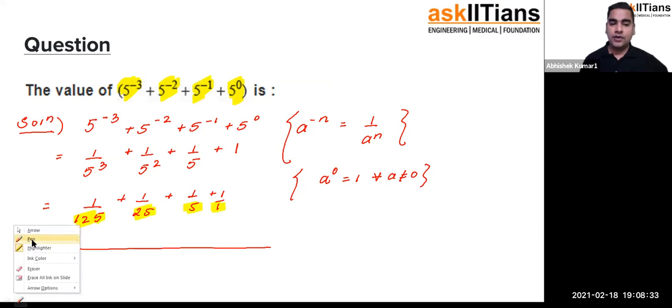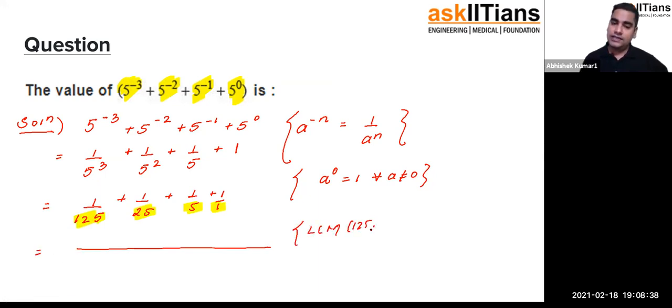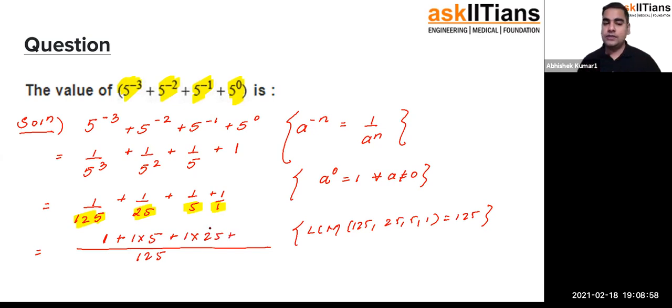So the LCM of these terms that you have is 125. LCM of 125, 25, 5 and 1 is equal to 125, correct? So here you will be getting 125 into 5 is 125. So here you will be getting 1 into 5. 5 into 25 is 125. So you will be getting 1 into 25 and 1 into 125 is 125. So this will give you 1 into 125.